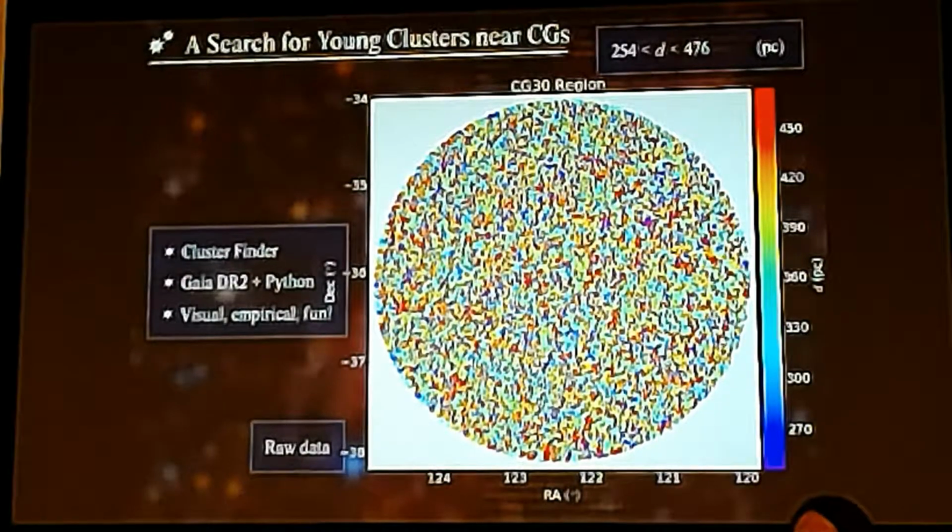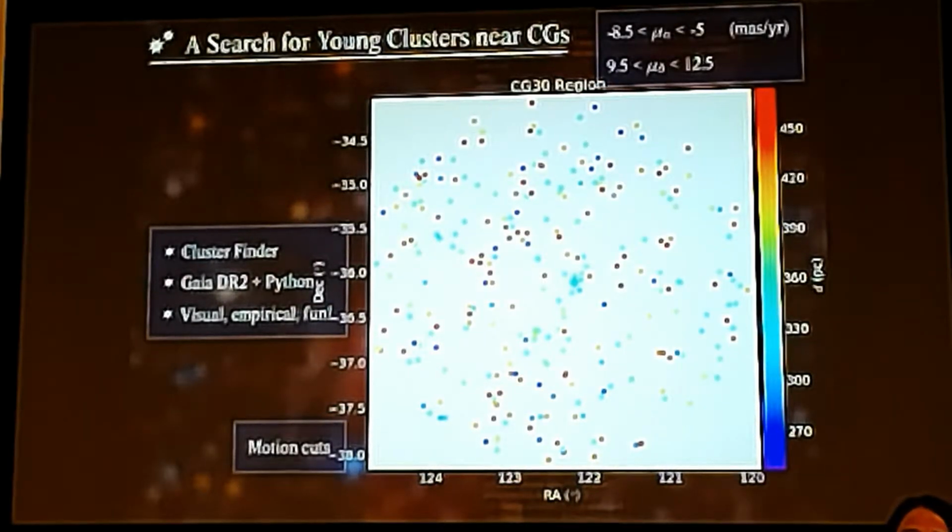You can make proper motion cuts and distance cuts, and also Gaia error cuts. So some of the items that have too large errors, too large for your purposes in Gaia, you just throw them out, right? So first, let's just go ahead and make a proper motion cut, because we just studied this region. We have an idea of more or less what the proper motion of the stars associated with CG30 should be. Oh, that's better, all right?